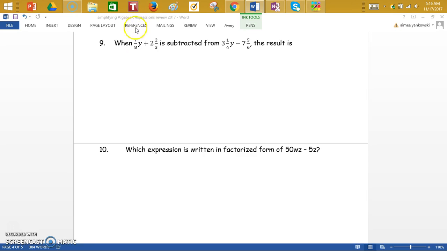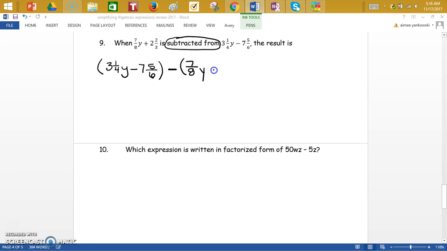All right, when 7/8 y plus 2 2/3 is subtracted from, you have to know what subtracted from means, 3 1/4 y minus 7 5/6. The result is, okay, subtracted from means we have to write 3 1/4 y minus 7 5/6. That expression gets written first. Then we subtract off this expression because this has to be subtracted from the original. So we have minus, and then in parentheses, 7/8 y plus 2 2/3.